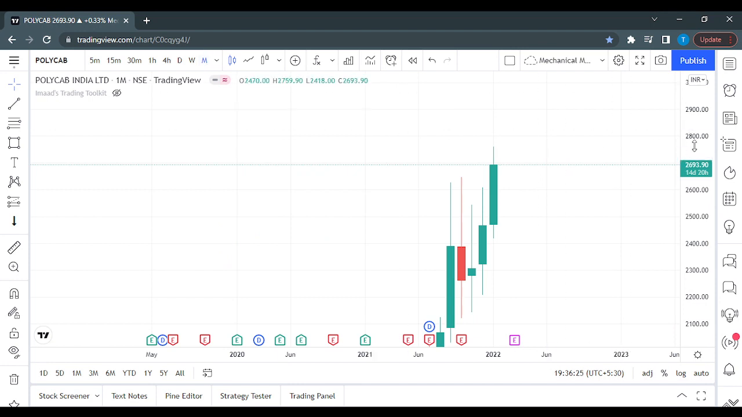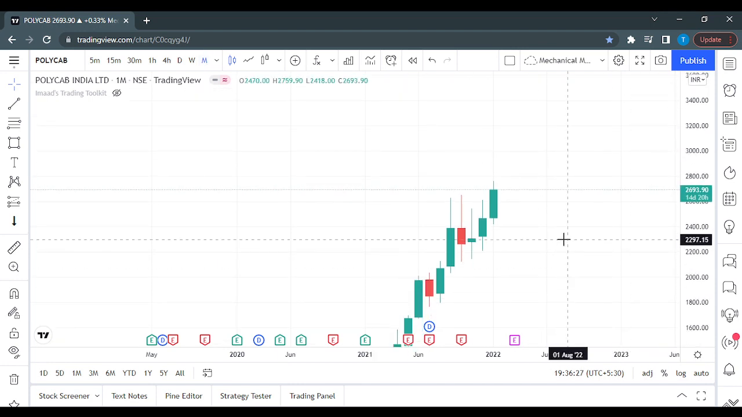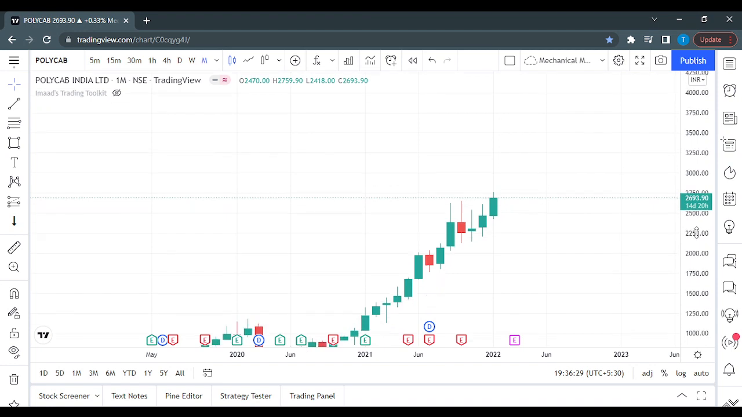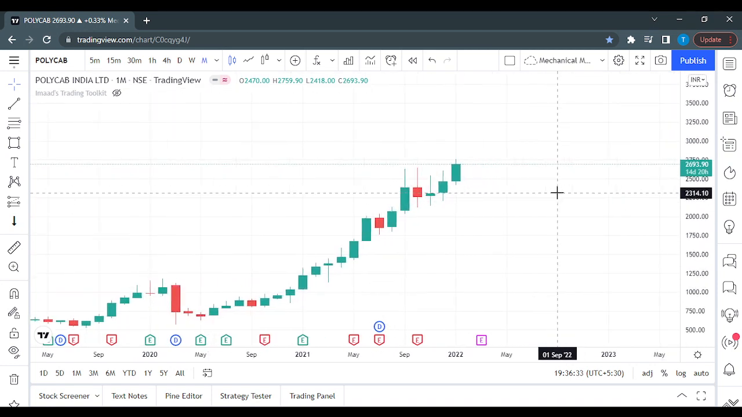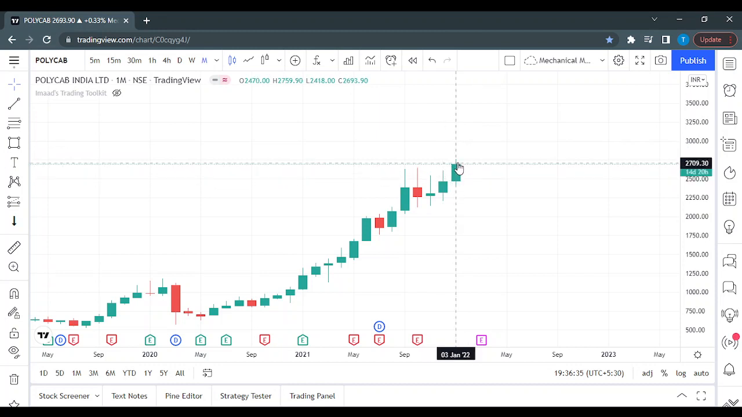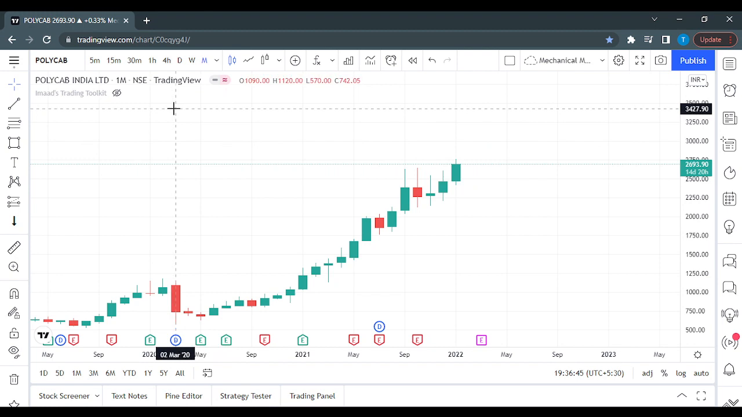The condition here is that on the monthly time frame, the candle needs to be bullish. The current month's candle needs to be bullish. That means the current closing price should be greater than the current opening price, right? Now, once that is established, how do we know that this is in a long-term uptrend?